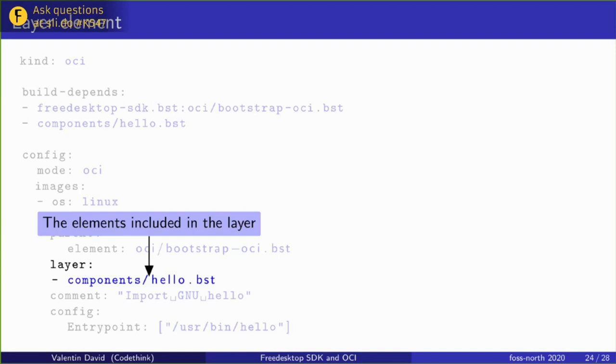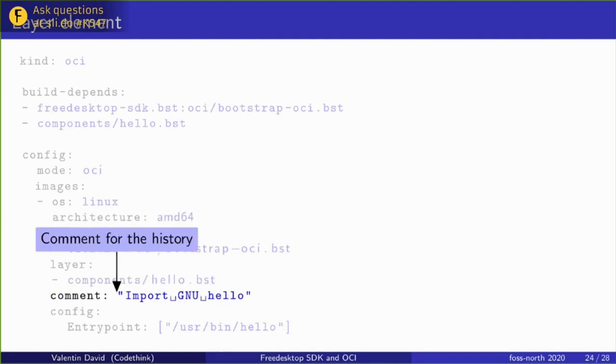If it doesn't, it's not a big deal because there would be suppression that would be marked in the layer. So it's not a big deal, but if you don't do that, you will probably make the user download more files than is actually needed. But in this case, it's fine because the hello runtime dependencies is actually the bootstrap.